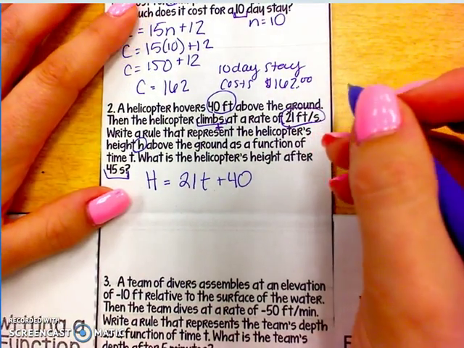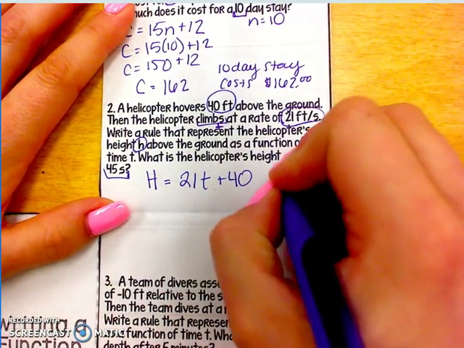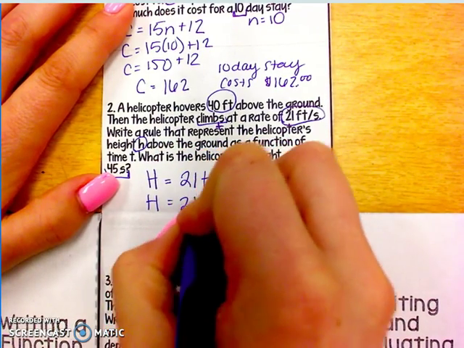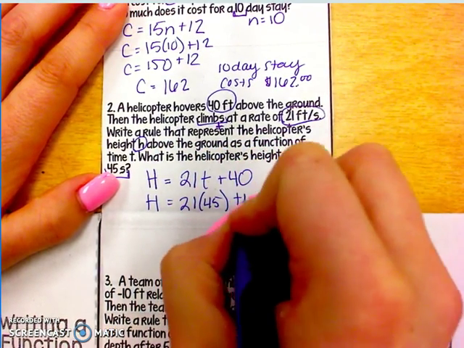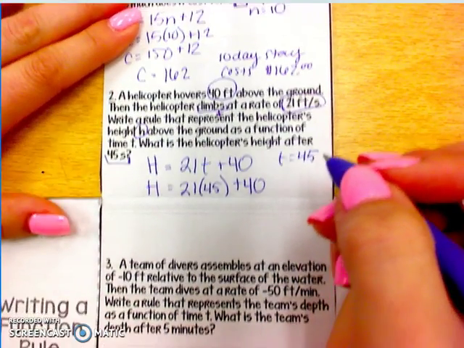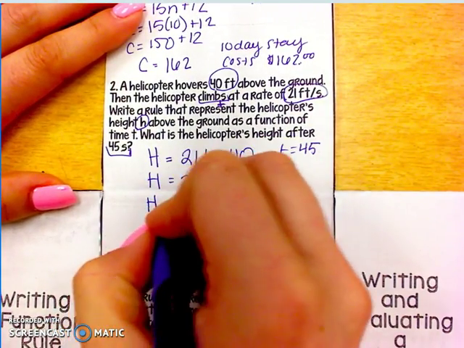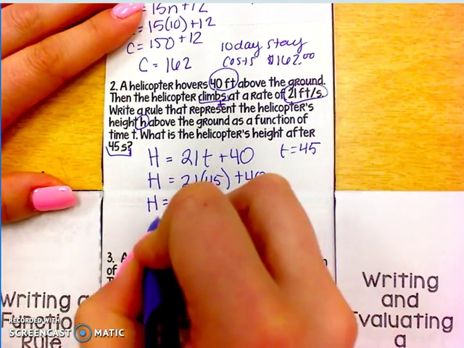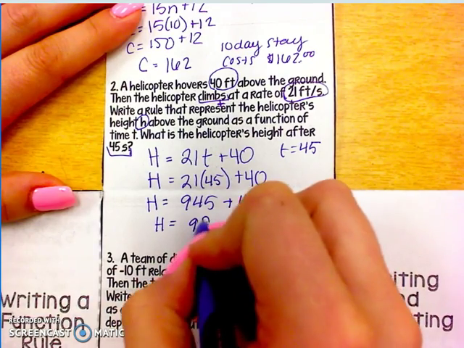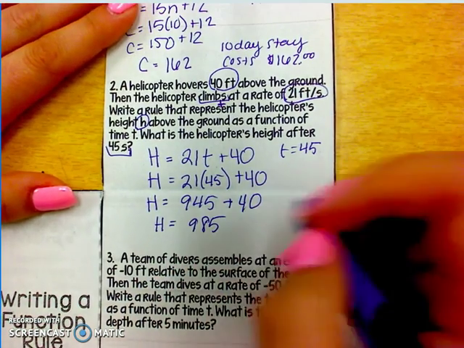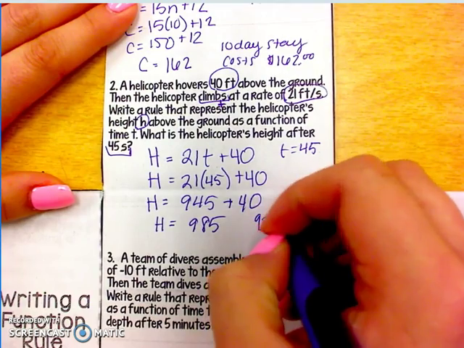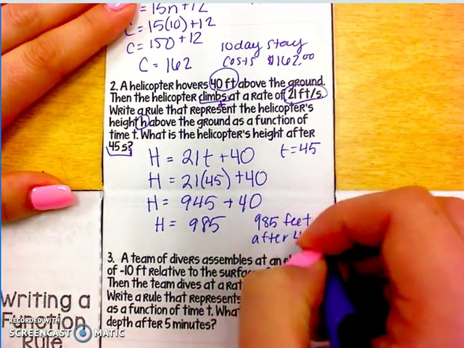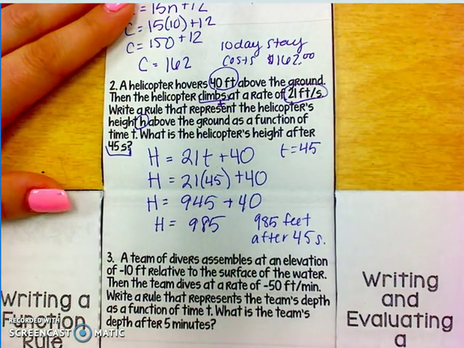And now it tells me, okay, we'll check after if t is 45 seconds. What is the height then? You're just substituting in for that t, for that time. h is 945 plus 40, h is 985. So the helicopter is 985 feet after 45 seconds.